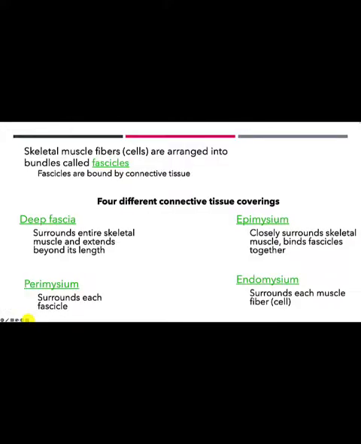Just to refresh your memory in case you don't remember this, we're going to do a deeper dive here, but right now I'm just going to introduce it. The skeletal muscle fibers are arranged in bundles called fascicles. If you don't remember what that is, it's okay. We'll refresh your memory. Fascicles are bound by connective tissue. So we have all of these different connective tissues that take all the individual pieces of the muscle and combine them together to make this giant tissue.